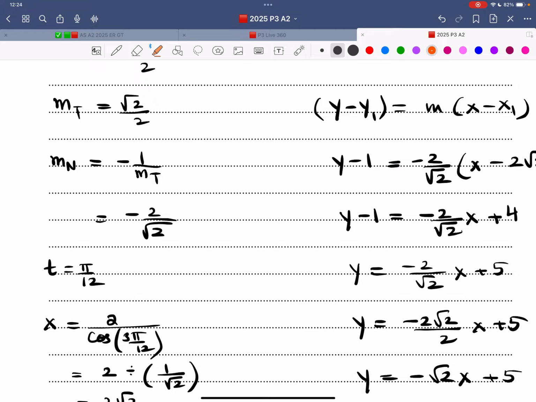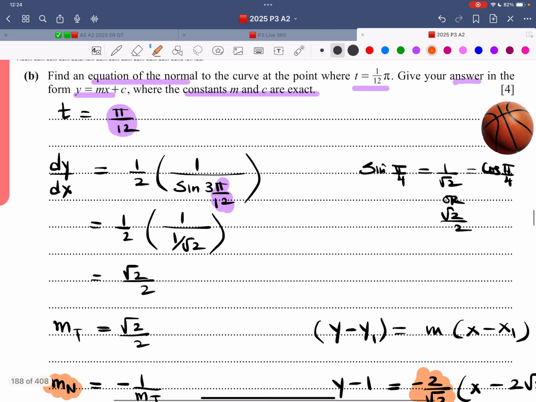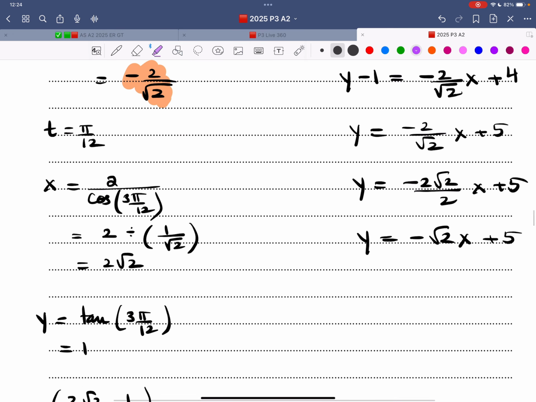So gradient of normal is what we are interested in. That is minus 1 over root 2. That will be used up later. So now when t is this thing, t is pi by 12. What is the x coordinate? The x coordinate is 2 root 2.